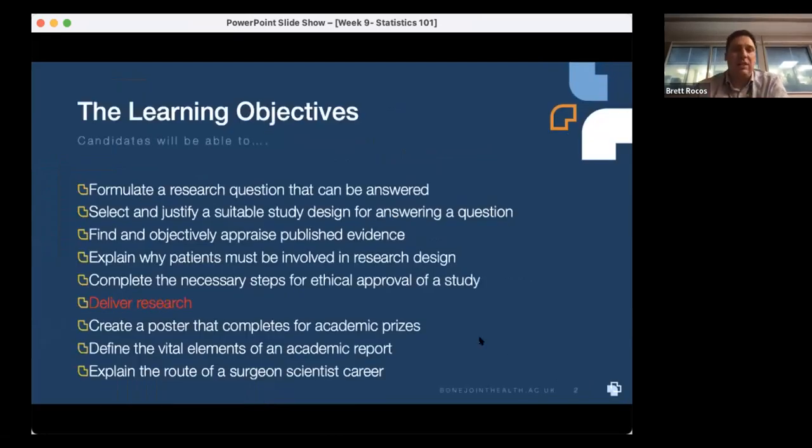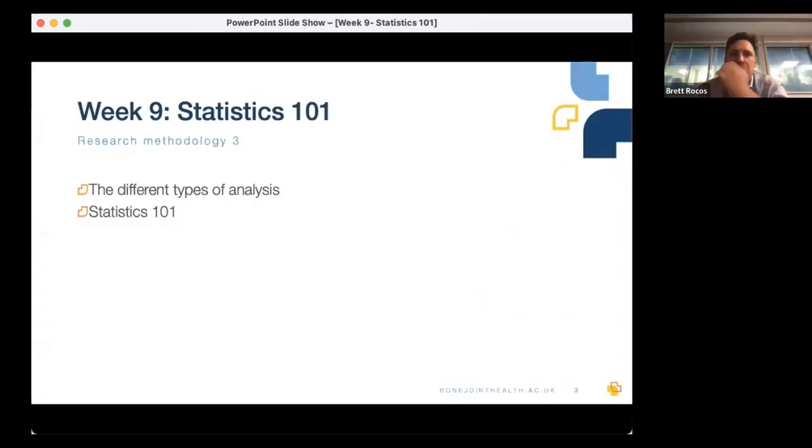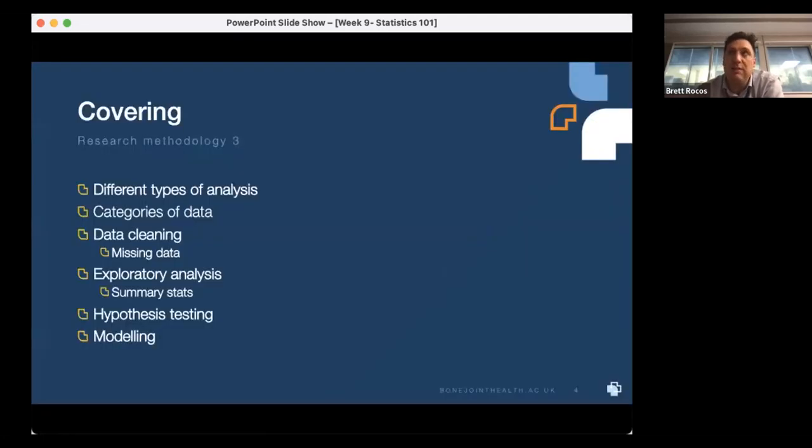So the plan today, we're still on this delivering research section of the program. And we're still touching on some of the important skills that you need to actually do a research project. As I say, statistics. We're going to talk about data and different types of analysis for the data, and then go through the real fundamentals. As I say, they're going to see you right for most of your studies.